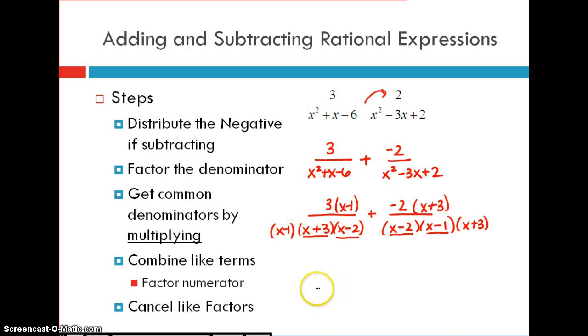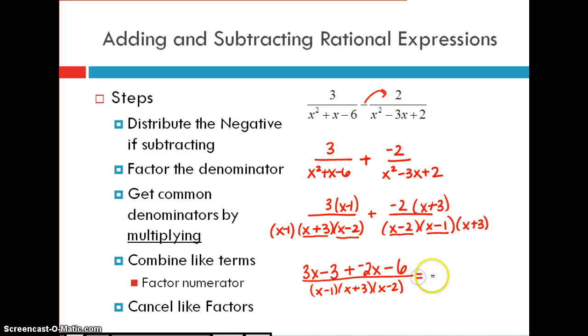I'm just going to write that denominator out. X minus 1, x plus 3, and x minus 2. And again, it doesn't matter the order because you're multiplying. And now it says we're going to combine like terms and possibly factor the numerator. So if I look at just this term, this would be 3x minus 3 plus, well, now it's going to be a negative 2x minus 6.